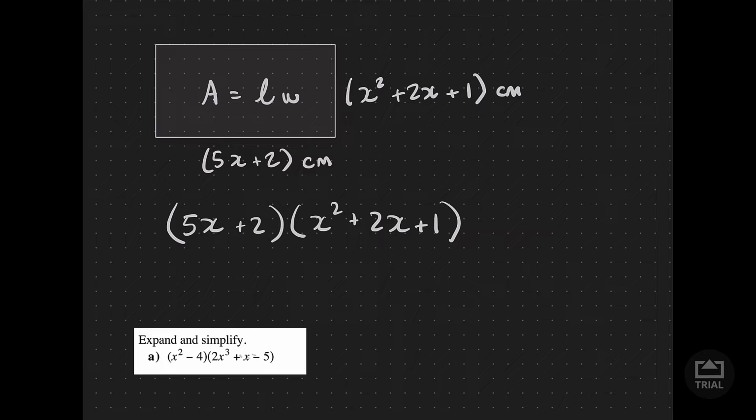Okay, and basically what I would start off with is taking that first term in the binomial, multiplying it by the first term, then the second term, and finally the third term. Then I would take the second term of the binomial, multiply it by the first term, the second term, and then the third term of the trinomial.